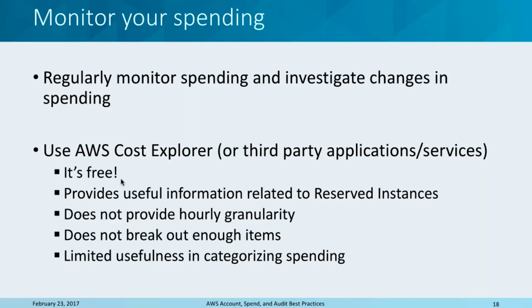But it doesn't provide, for example, hourly granularity, only daily granularity. And when it does break out spending by line items, like how much are you spending on EC2 versus EBS or S3, it only breaks out the first 5 items or so, and so oftentimes that is not enough. You end up with this huge other category, and you're left wondering what's in this other category. And the default categorization that Amazon provides is not the most intuitive or the most useful.